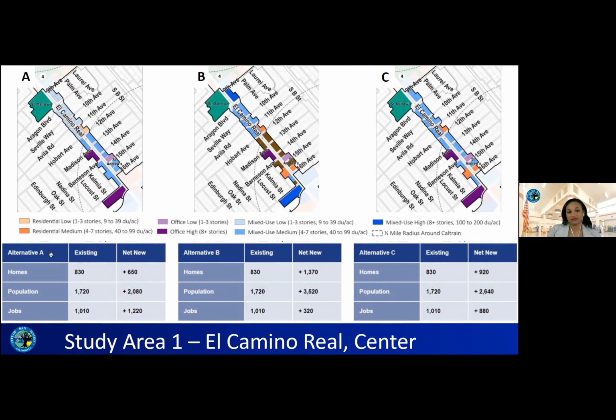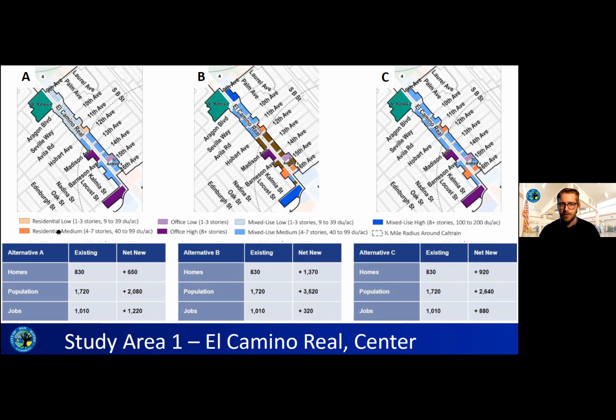Yes. So just a reminder that we're not choosing a preferred alternative today, but ultimately that is something that the city can decide to do. If we decide that alternative B in a certain area is the preferred scenario, but alternative A in a different study area is the preferred scenario, there can be some mixing and matching.